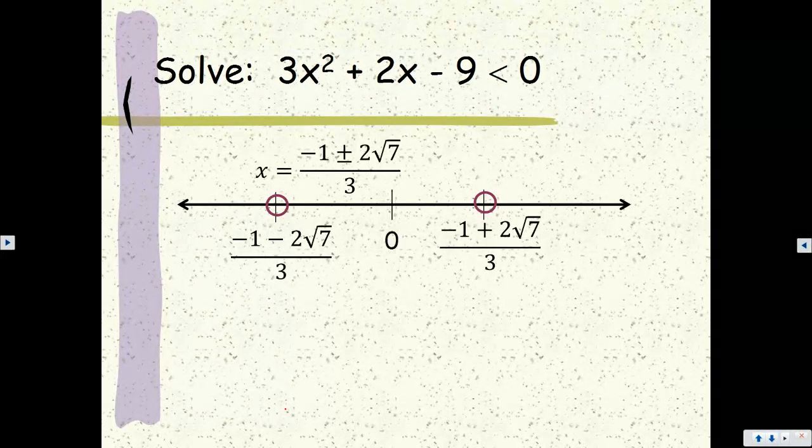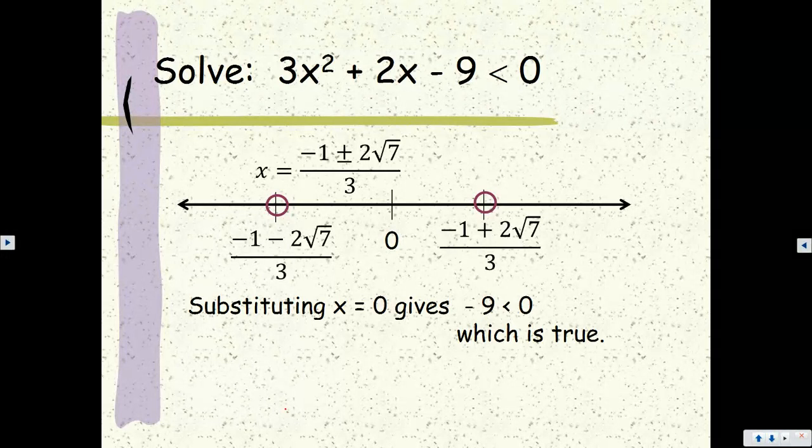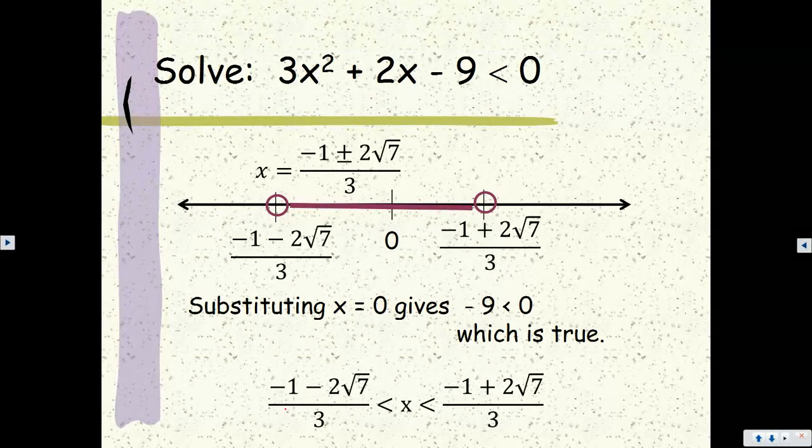So I surmise that 0 must be somewhere in the middle. And 0 is easy because when you plug 0 into the original equation, you get 3 times 0 plus 2 times 0 minus 9. Negative 9 is less than 0, which is a true statement. If 0 is a true statement, then everything on the inside must be true. So I filled in between the two holes, and I'm going to write my statement as the one on the left is less than x, which is less than the one on the right.